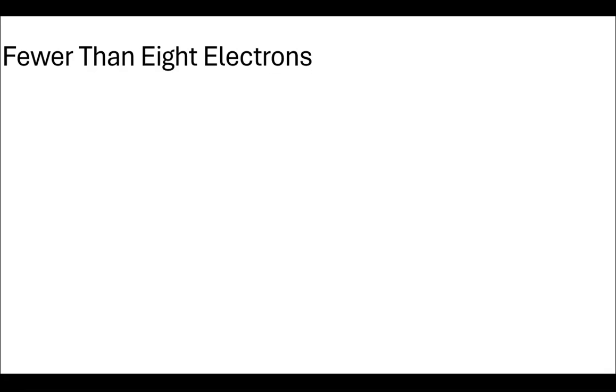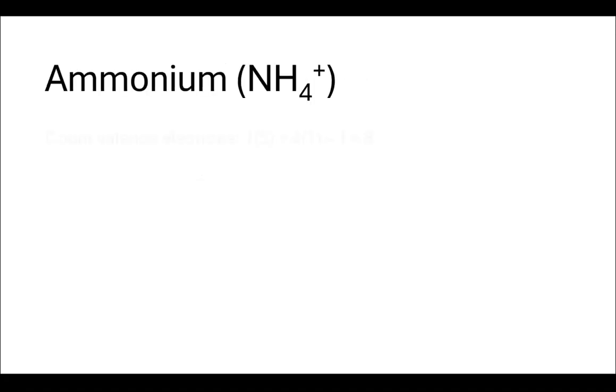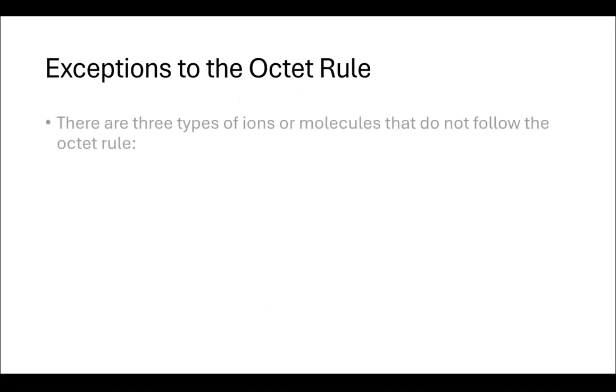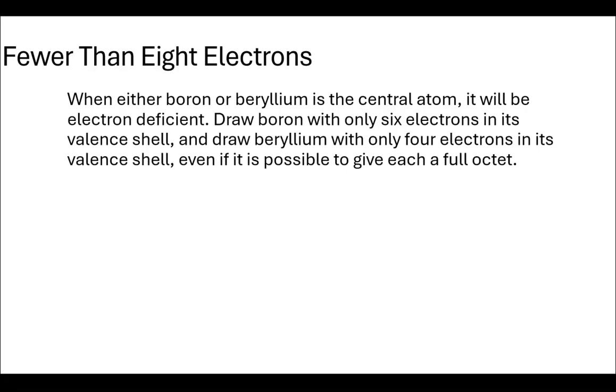You can also have instances in which the central atom has fewer than 8 electrons in its valence shell. Now, if we go back here to carbonate, we got to a point in drawing the Lewis structure for carbonate where we said, oh, look, we've used all our electrons, but carbon only has 6 electrons in its valence shell, so we're going to fix that by making a double bond. There are 2 elements that I want to bring to your attention that we don't do that for. And those 2 elements are boron. When boron is the central atom, it's only going to have 6 electrons in its valence shell. And if beryllium is the central atom, it's going to have only 4 electrons in its valence shell.